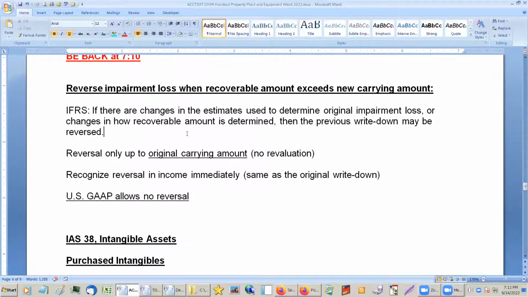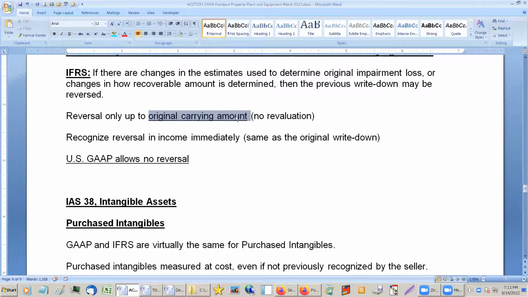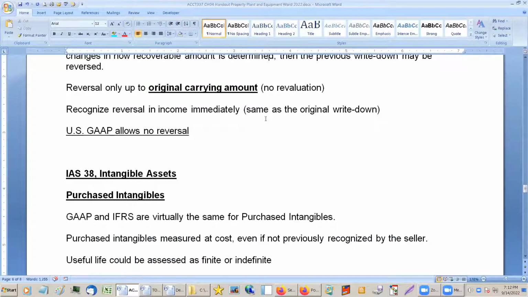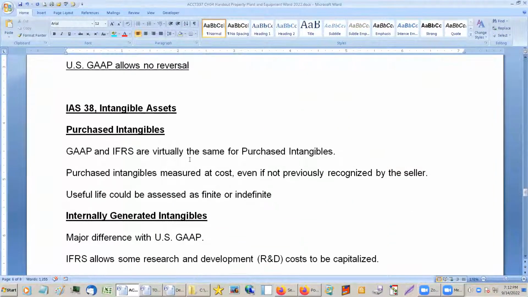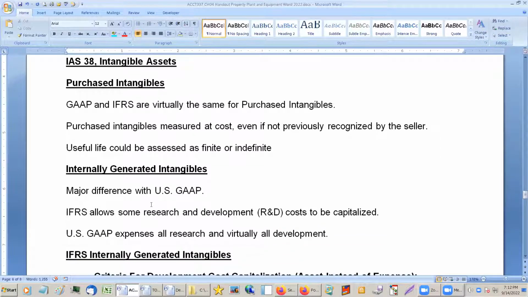Reversal of impairment loss. It can be reversed under IFRS, but only up to the original carrying amount. So no revaluation. So if there's an impairment. Intangibles.